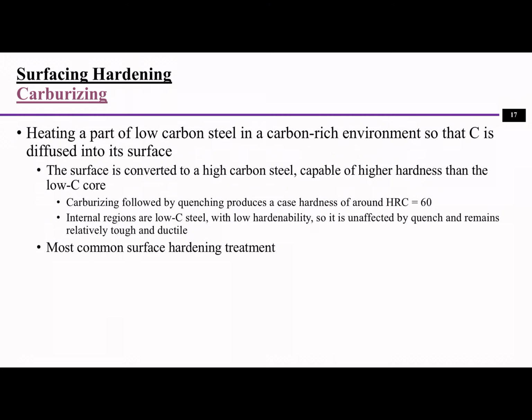First, carbonizing. Carbonizing means we want to diffuse carbon into the surface of the material. In order to do that, we're going to put the material into a carbon-rich environment, and also make sure we heat up the material at a certain temperature so the carbon atoms can diffuse into the surface. And carbonizing is a very common surface hardening treatment. Now let's look at one video about this.